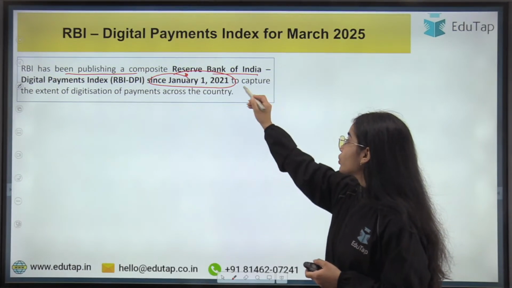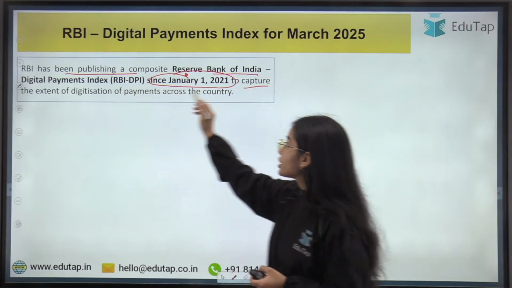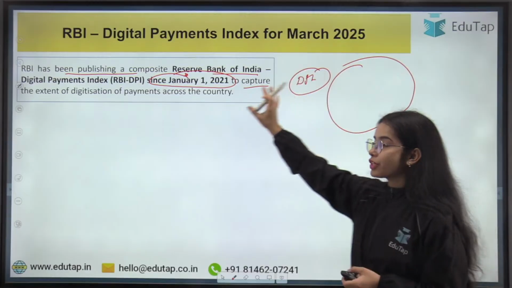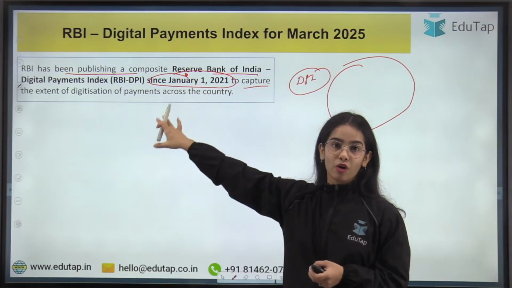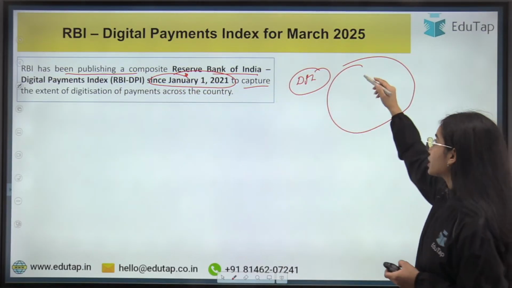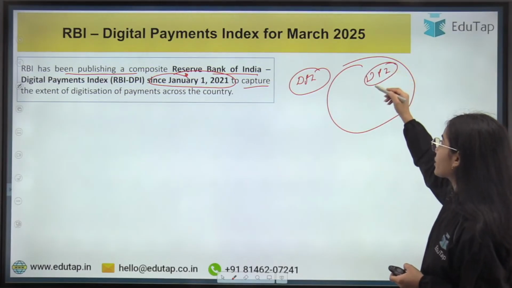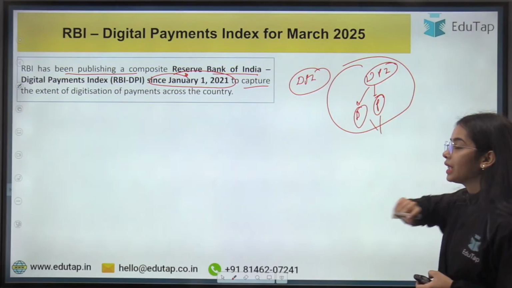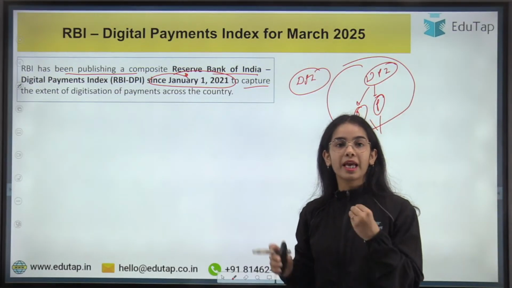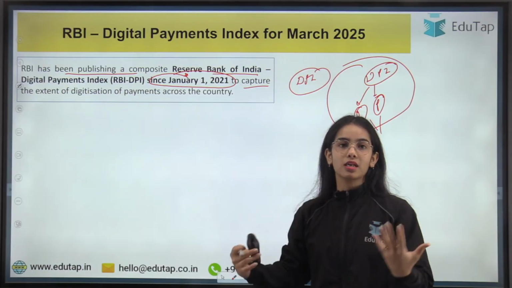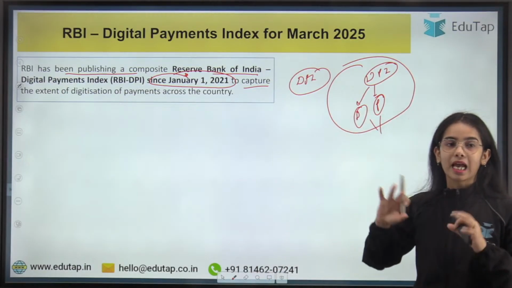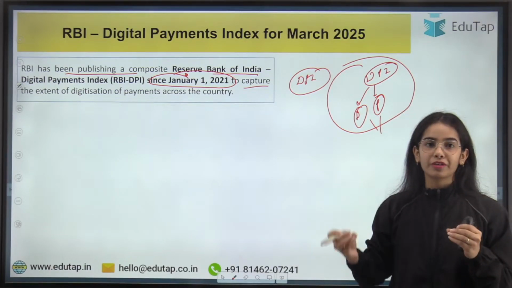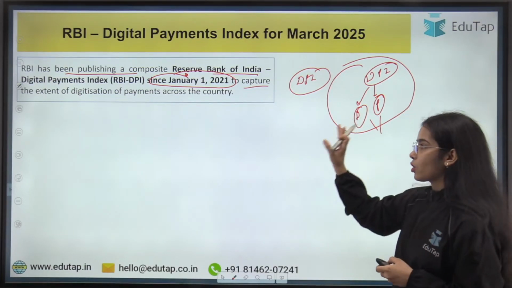The Digital Payment Index captures the extent of digitization of payments across the country. It represents the deepening and the penetration of digital payments in the country, that is, how much deepening has happened of digital payments in the country. So it captures the extent of digitization of payments and the deepening and penetration of digital payments across the country.